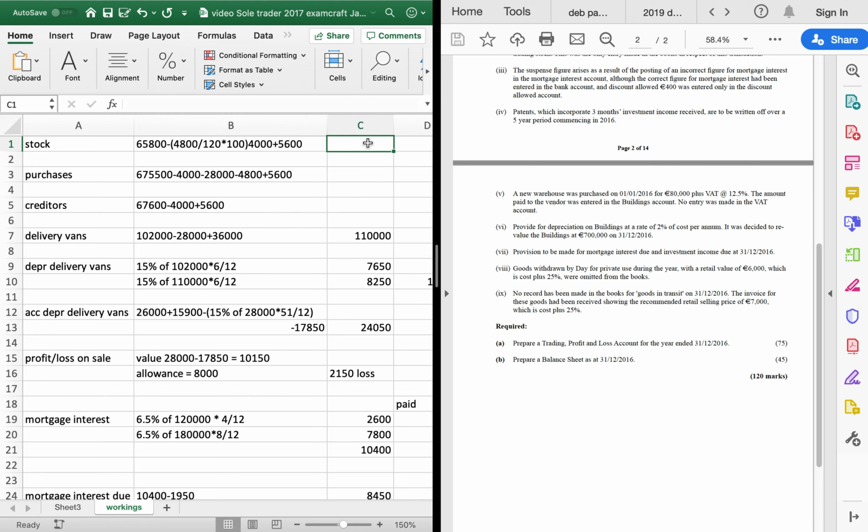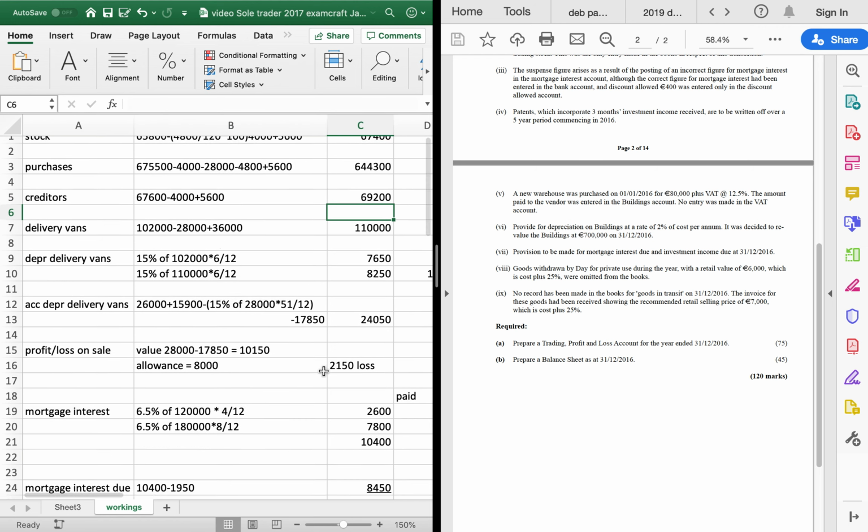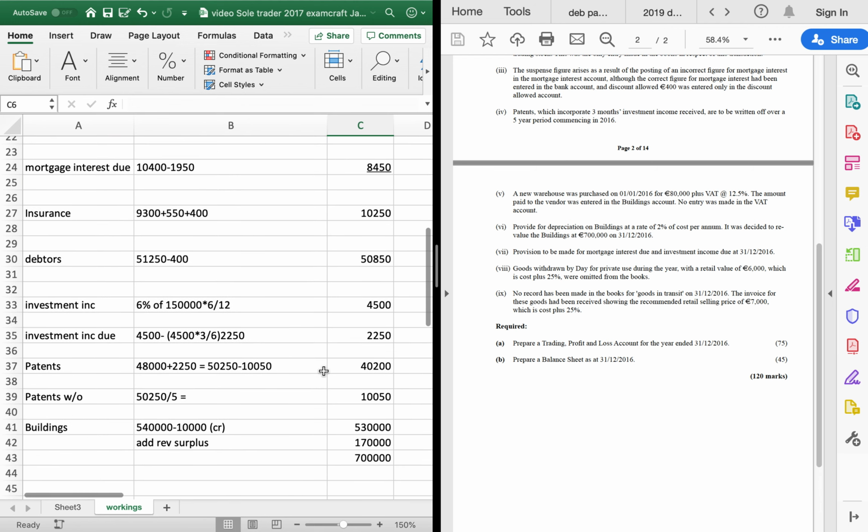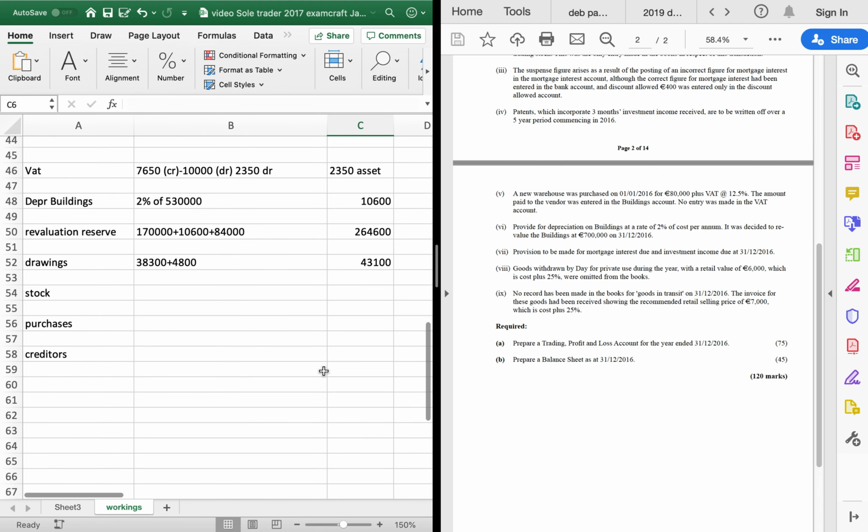Bear with me for a second and I'll do these calculations to finish them all out. Sorry about this. You could actually be doing this as you're going. There's no reason why you couldn't. All the rest of them seem to be in.